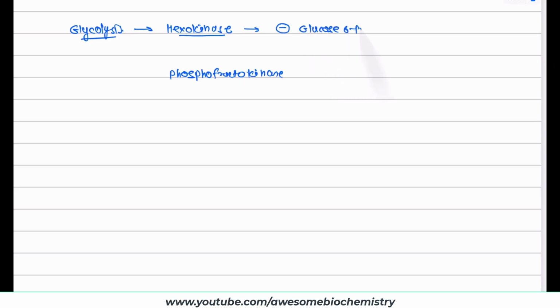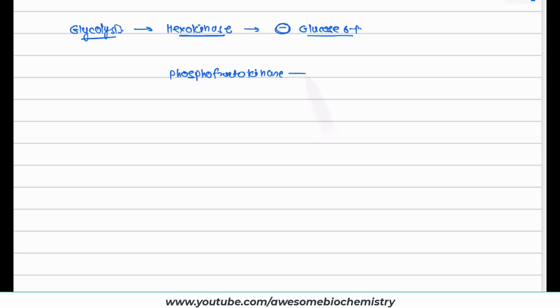Now let us look at some selected examples of allosteric enzymes. In the pathway of glycolysis, there are two enzymes which are allosteric in nature. The first one is hexokinase, and the second one is phosphofructokinase. Hexokinase has only one allosteric site, and that is an inhibitor site. Its negative allosteric modulator is glucose 6-phosphate. So glucose 6-phosphate acts as a negative allosteric modulator. It binds with the allosteric site of hexokinase and inhibits the activity of hexokinase.